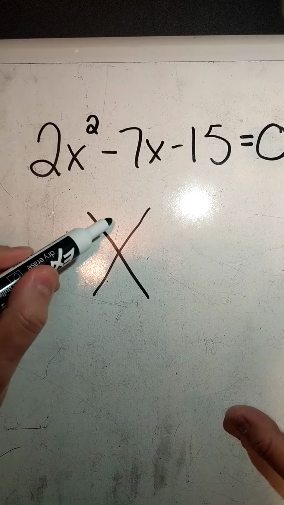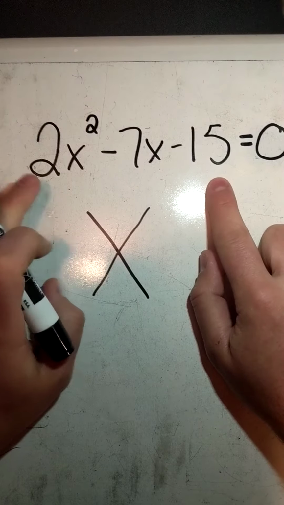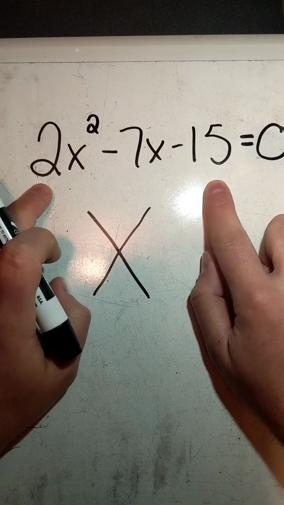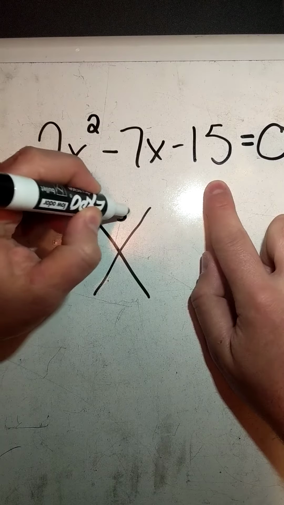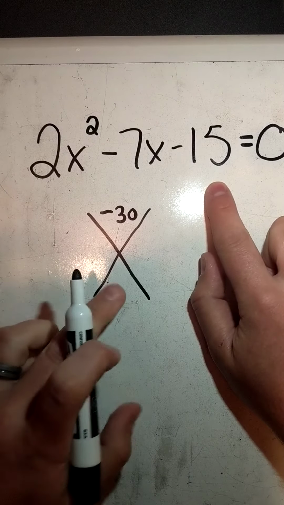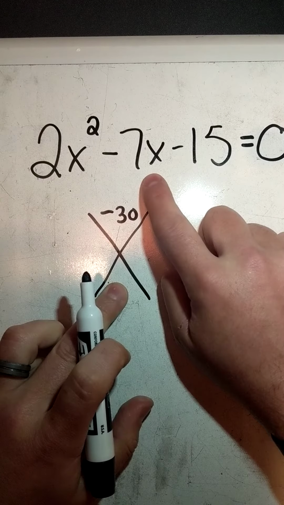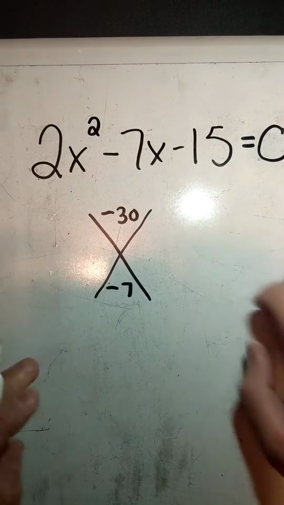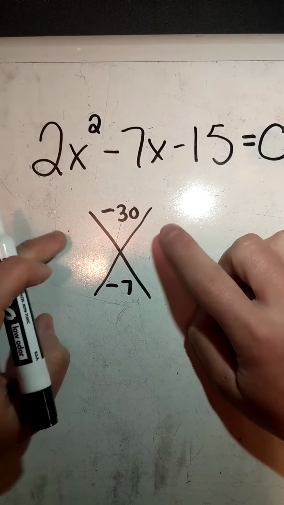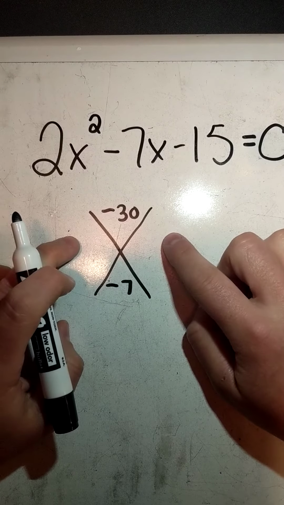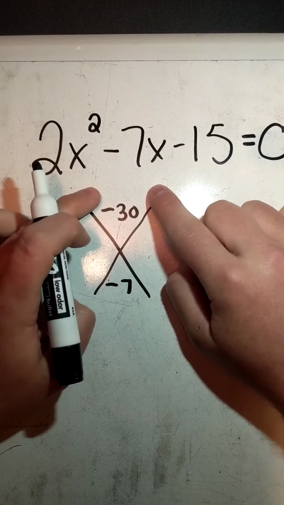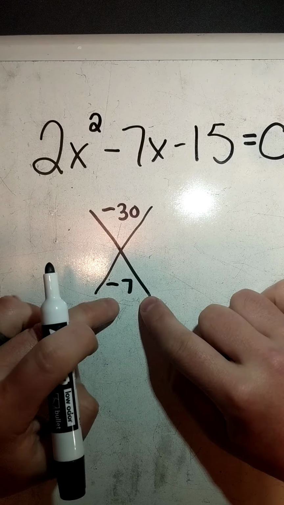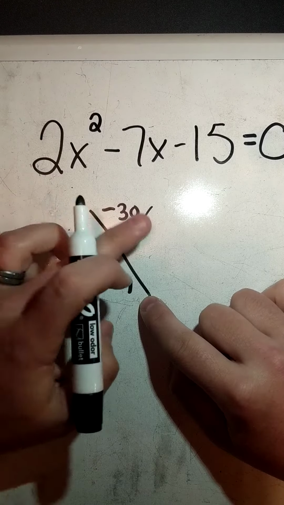Now what's going to go here is the product of the first and the last coefficients. So 2 times negative 15 is going to give me negative 30. What's going to go here is this b term, our linear term, this middle term. So negative 7. Now what's going to go here and here are factors of 30 that equal negative 7. Now since it's a negative 7, that means that we're going to be subtracting.